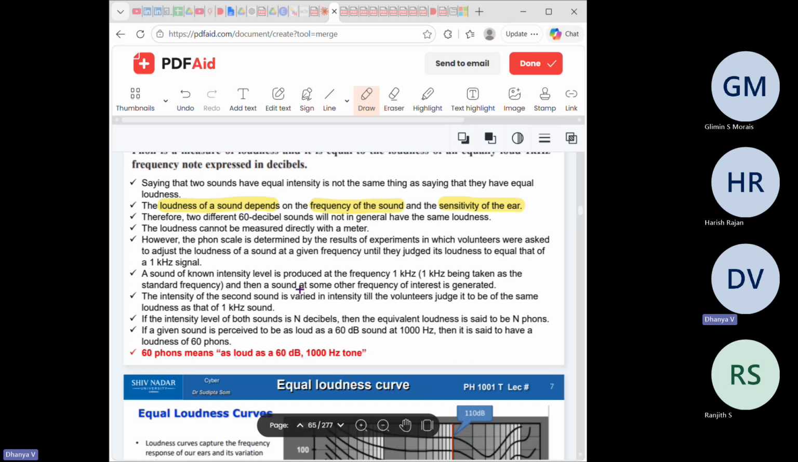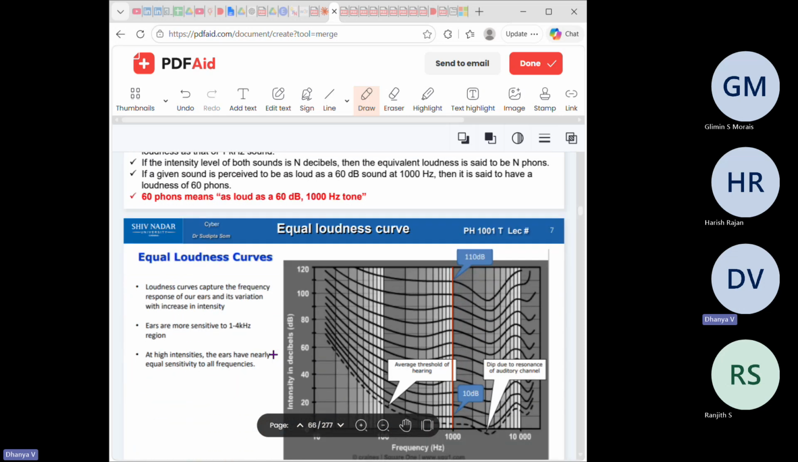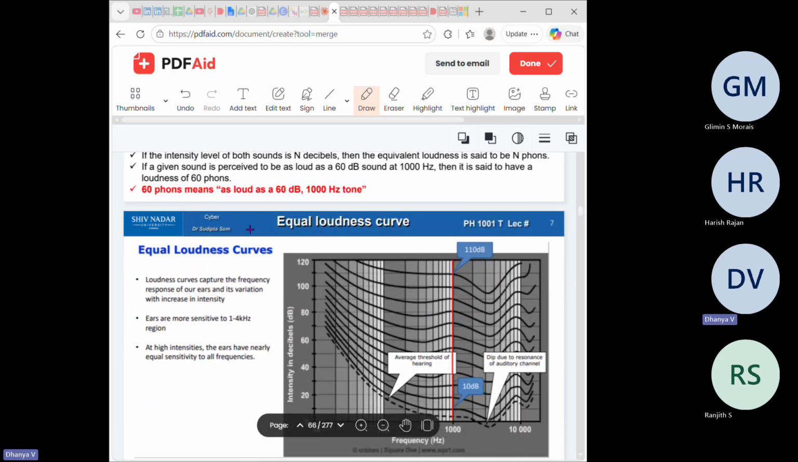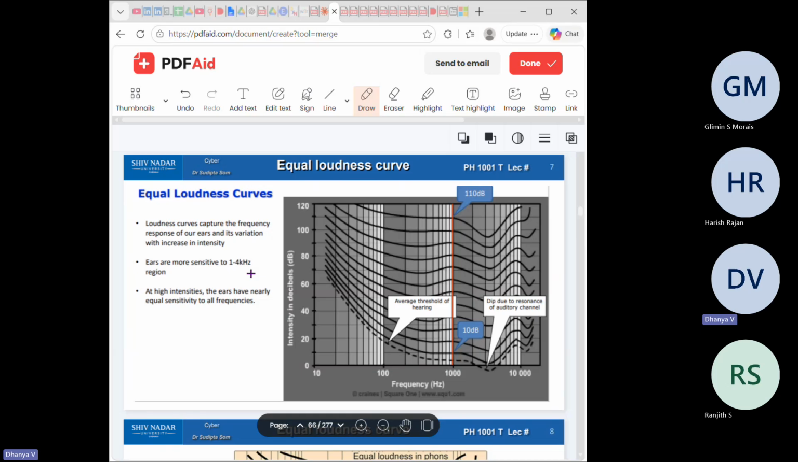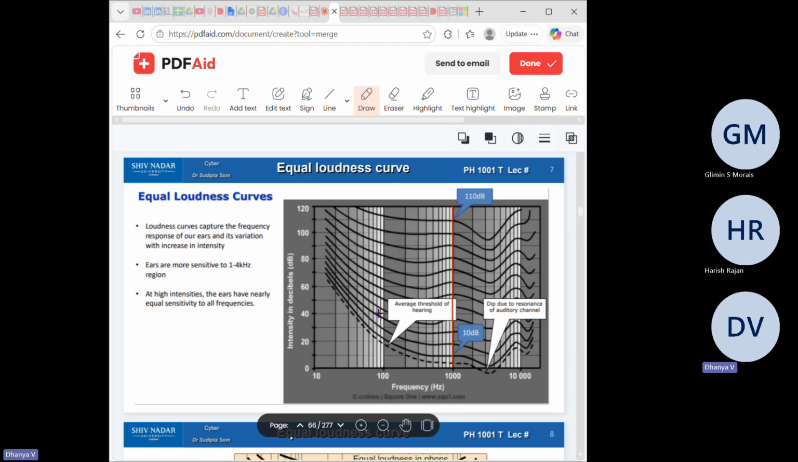So we'll now be looking into something called the equal loudness curve. This you will definitely get as one of your 10 marks for your last detailed question. So this is something that you need to know in great detail. Every single point you might have to know.